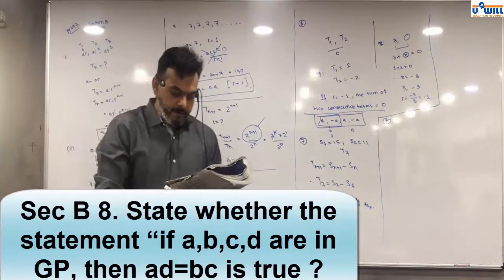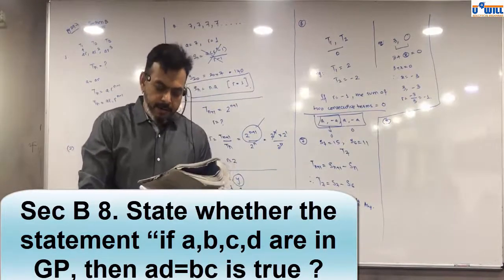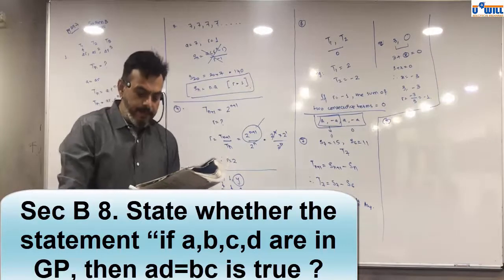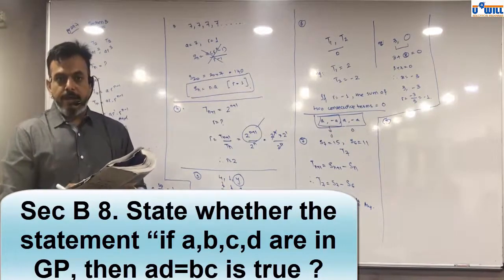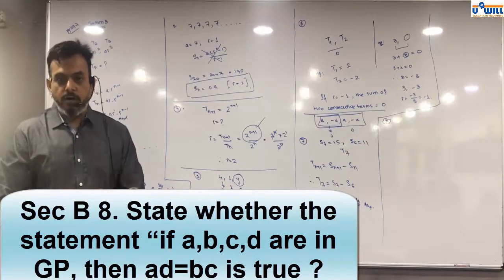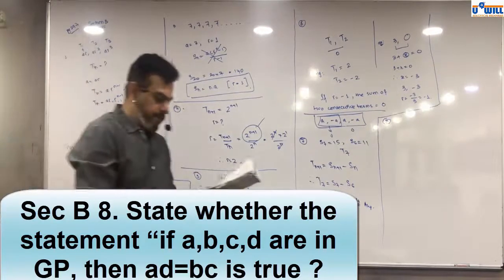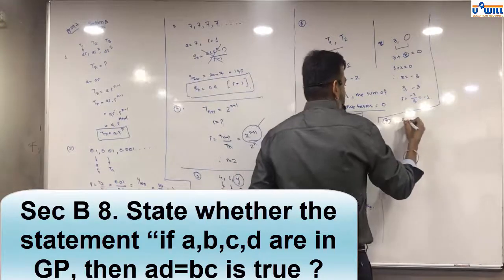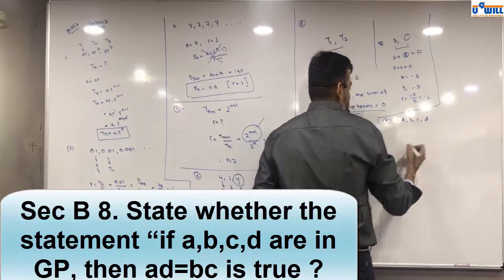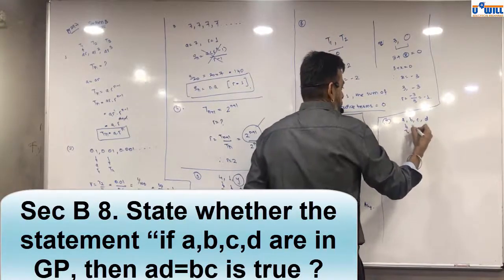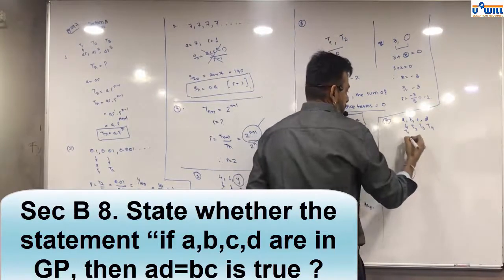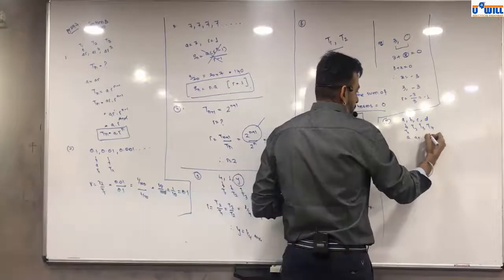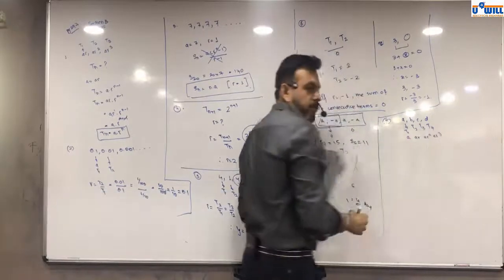8. State whether the statement: if A, B, C, D are in GP, then A into D is equal to B into C, is true or false. Now, first let's write A, B, C and D. This is T1, T2, T3 and T4. So A we will take as A. This is AR square and AR cube.